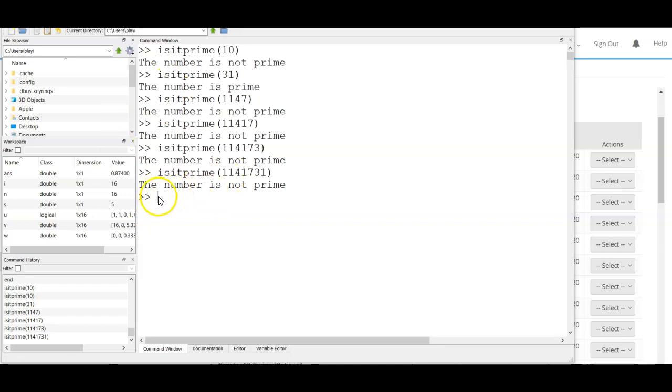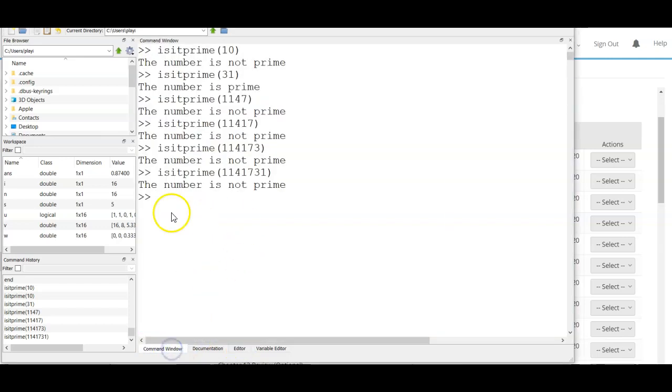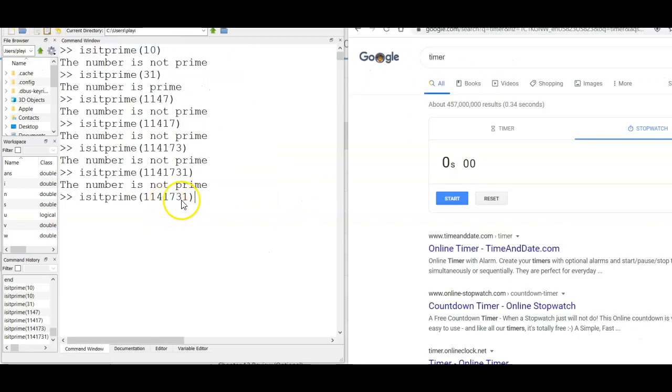Guys, you were tasked with last time to find a way to improve our code for "is it prime," to determine if something is a prime number or not. The reason we want to do that is because, just watch how long this takes. It's a number that's in the millions, 1,141,731. I want you to see how long it takes for Octave to determine if this is prime or not.